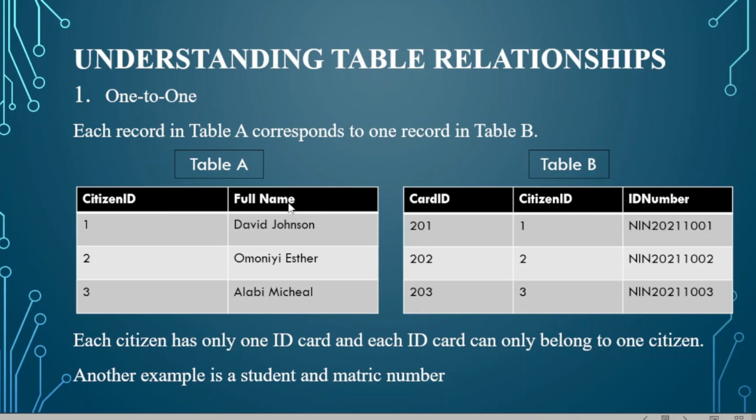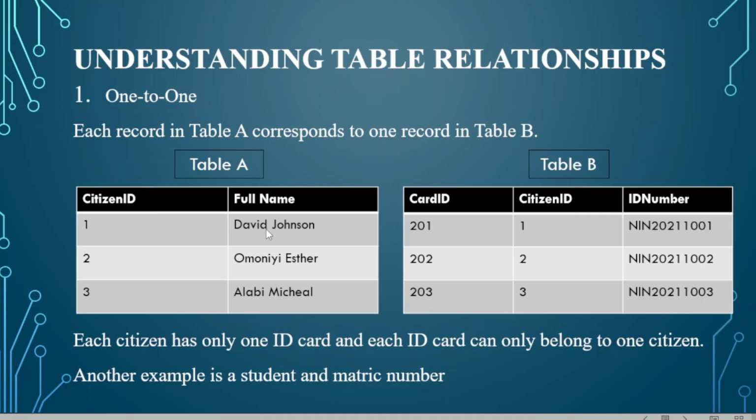For example, let's say table A contains information about citizens. As you can see, we have citizen ID and their full name. And table B contains information about the citizen ID and their ID number. So each record in table A, that is each citizen in this citizen table, must have a record in table B, that is the ID number. That is, each citizen must have one ID number.